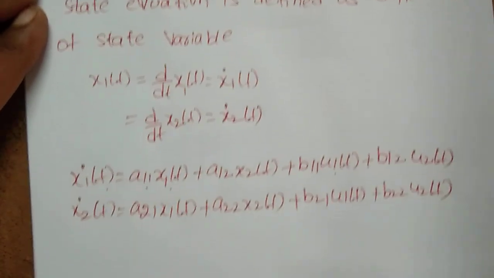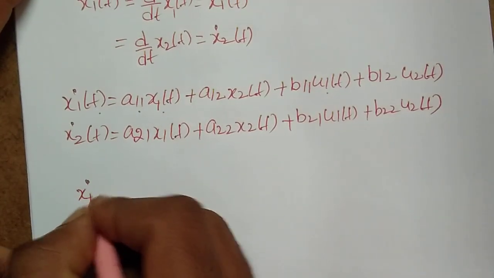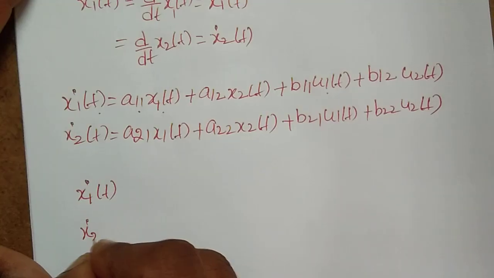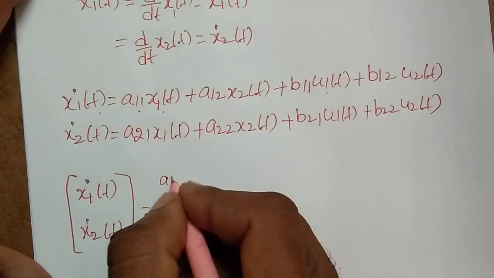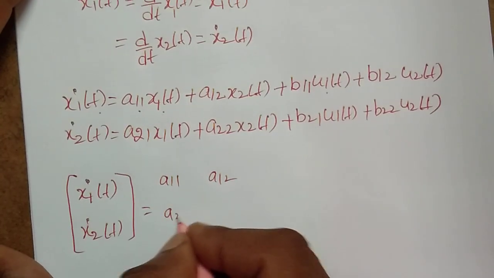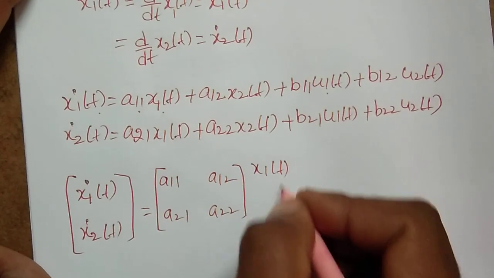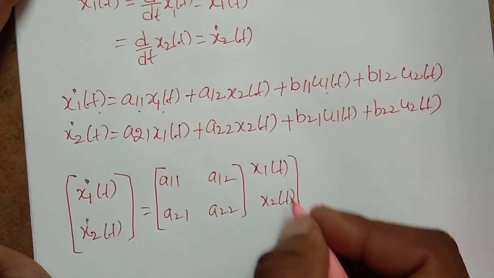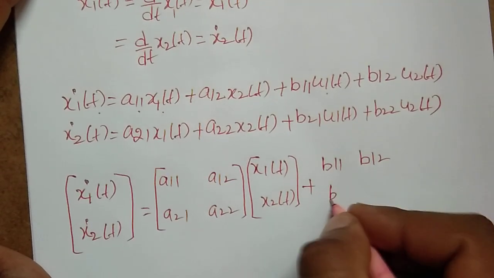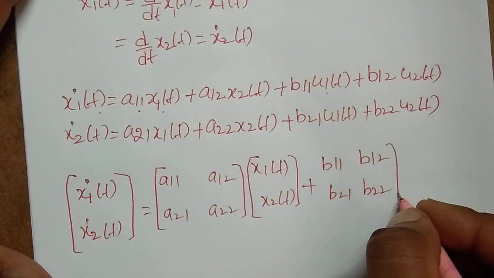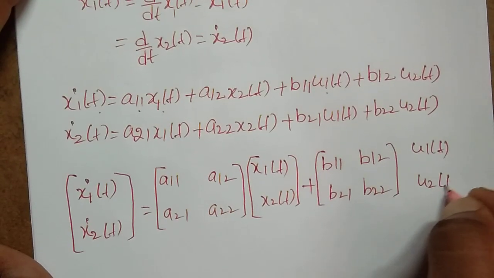Okay, how to write the state equations in the form of matrix? The column matrix x1 dot of t, x2 dot of t is equal to the coefficients a11 a12 a21 a22 multiplied with x1 of t and x2 of t, plus b11 b12 b21 b22 multiplied with u1 of t and u2 of t.